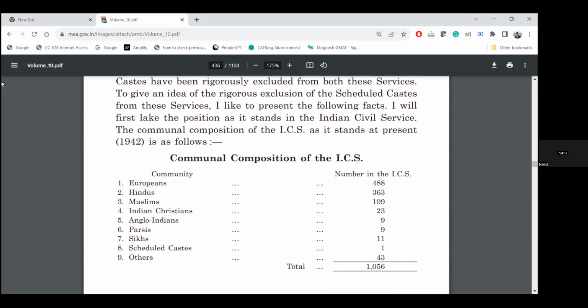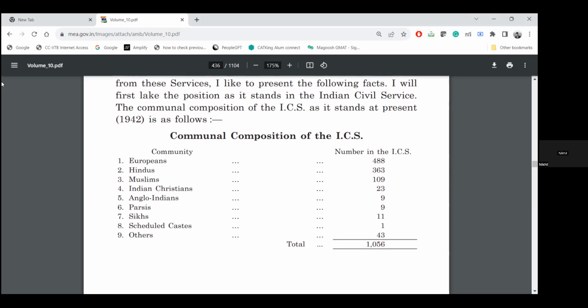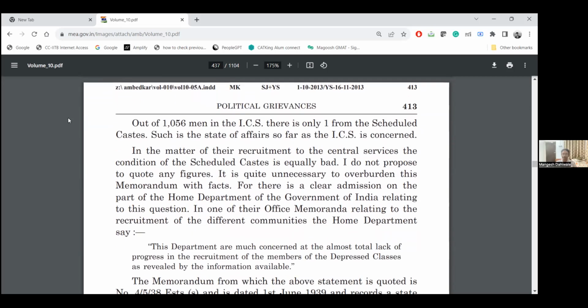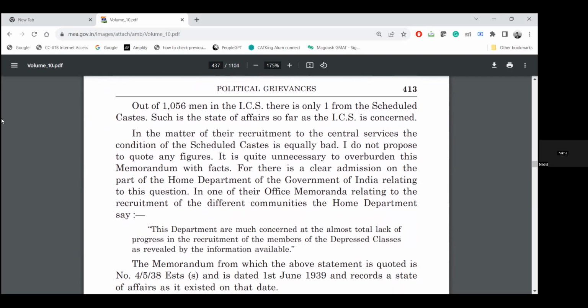So here is the representation mentioned, in which, as you can see, among the total 1056, the top community is Europeans. And as you can see, there is only one officer from the scheduled caste. So I'll read further. Out of the 1056 men in the Indian civil services, there is only one from the scheduled caste. Such is the state of affairs so far as the ICS is concerned.